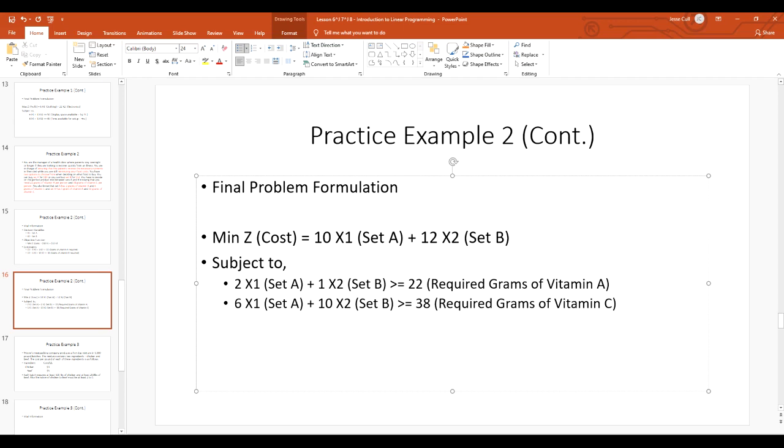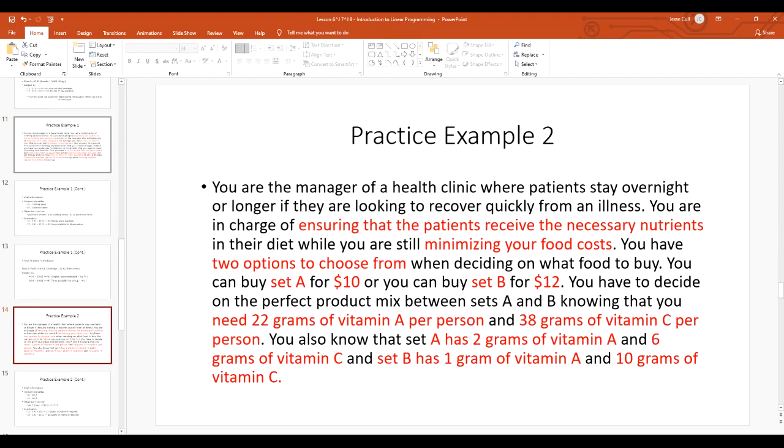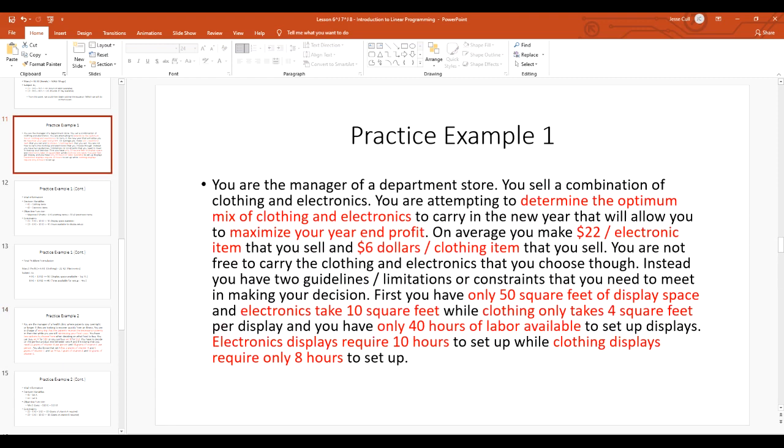This is another example of a linear programming translation of natural language to mathematical equations necessary for solving. Hopefully everybody understands. If there are any questions, as always, feel free to reach out to me.